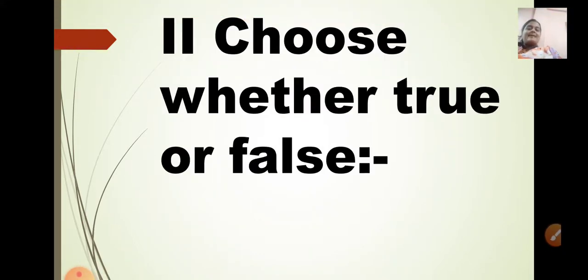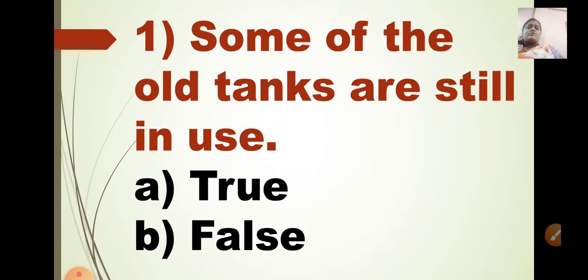Now look at the second Roman number. Choose whether true or false. So you have to choose whether the following statement given to you is true or false. It is like right or wrong. Okay, look at the first one. Some of the old tanks are still in use. Okay, only some of the old tanks are still in use.